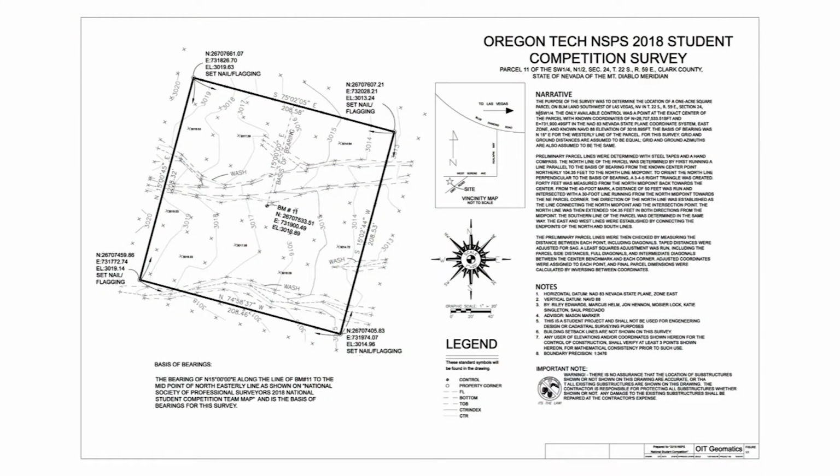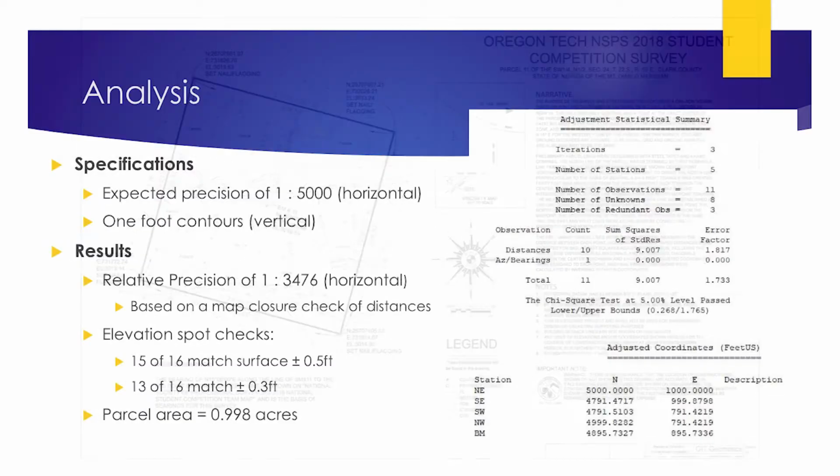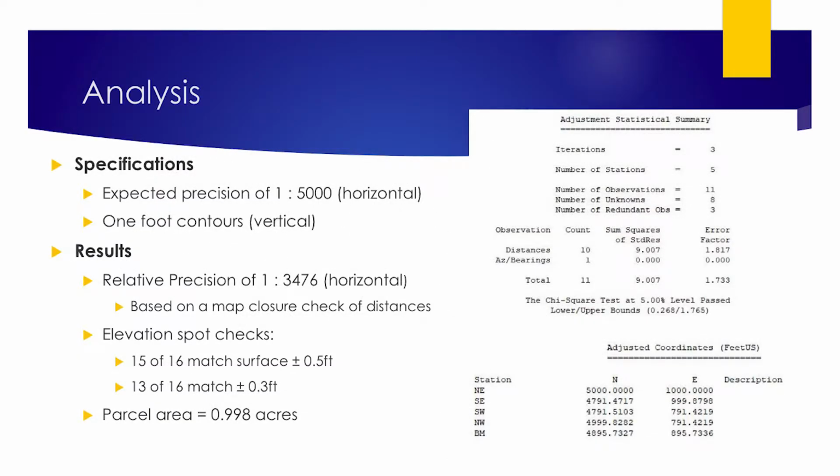On this next slide here, we have our map. So if you have any questions with regards to that, we have it set up over there, so we can answer questions later if you have any. After this, we have the analysis. So the specifications we were given, we had an expectation of a precision of 1 in 5,000 for horizontal, and we needed to have 1 foot contours along the map.